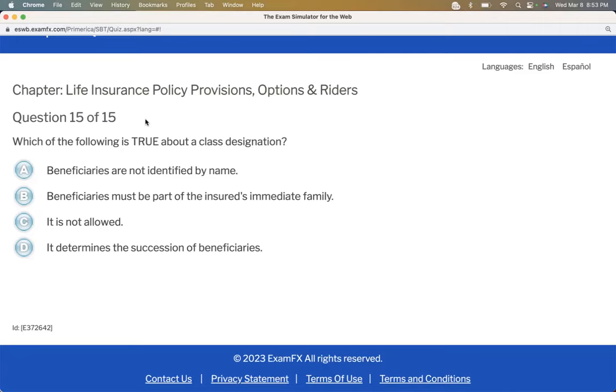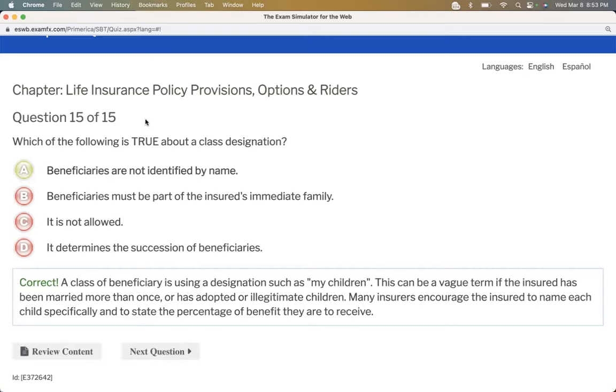That's okay. Which of the following is true about class designation? Ooh, go ahead. This is a new one. Would it be C? Mm-mm. So, what is class designation? That means you name the beneficiaries without giving them a name. So, for example, if I want to give my children the money, then I'm going to put all children equally. You see that? So I didn't have to name all three children. I just put all children equally. Boom, that's it.